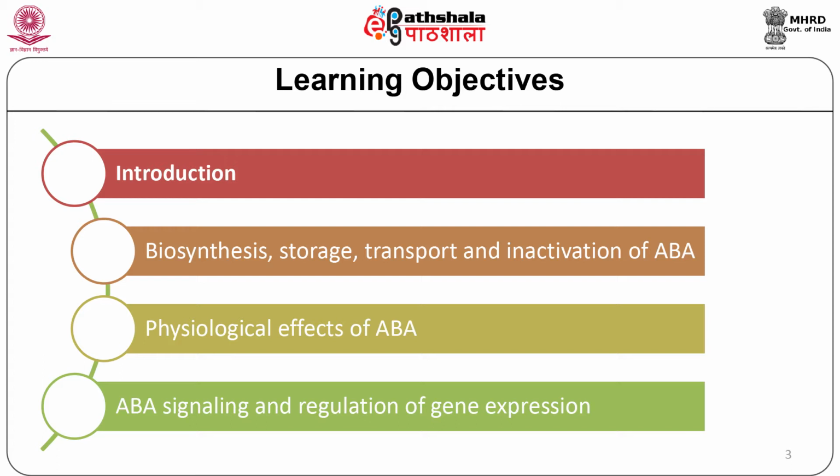ABA was also known to play a role in accumulation of seed storage proteins and in protecting seeds from desiccation-related damage during the dormancy phase. In this module, we will first study how this hormone is synthesized, transported, and metabolized. Then we will see how abscisic acid signaling takes place to bring about responses like stomatal closure and how this hormone regulates gene expression required for protecting plants against stress.